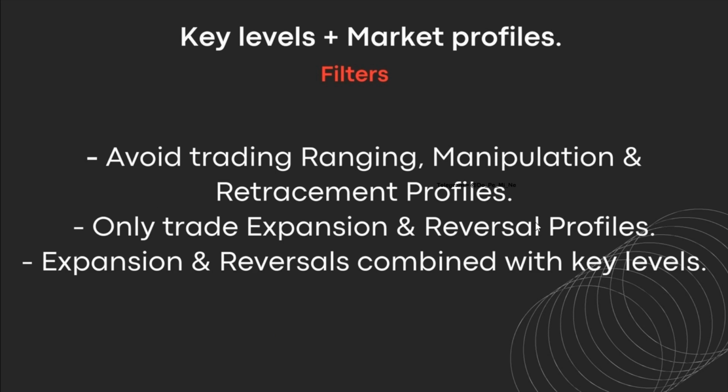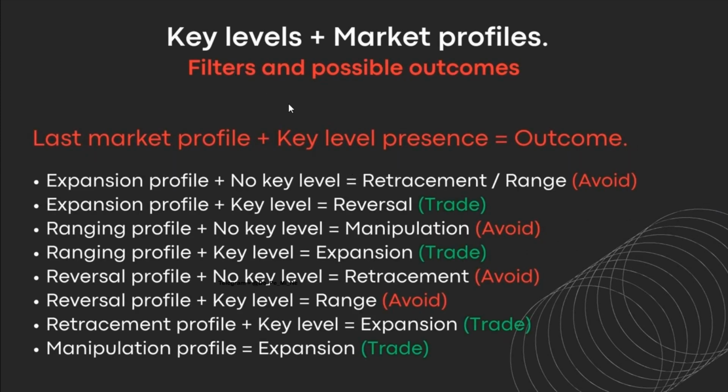So for example, if a manipulation profile ends, then you can trade the next profile, because you know that the only possible outcome after a manipulation profile is an expansion, and you can trade that expansion, right? Similarly, if an expansion profile ends inside a key level, then you can trade the next profile too, because you know you can expect a reversal profile there, and you can take a reversal trade there. That's how you're going to be anticipating market profiles and trading them.